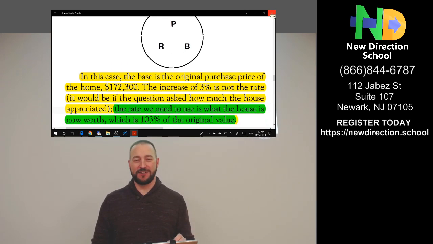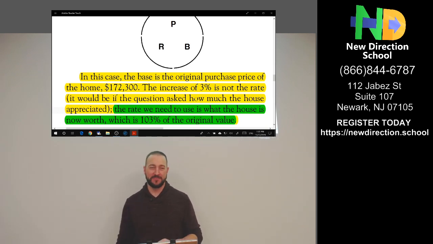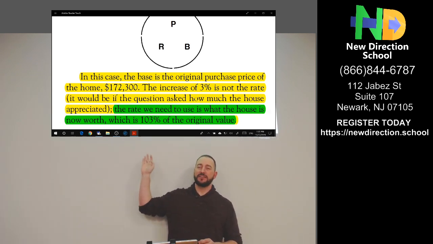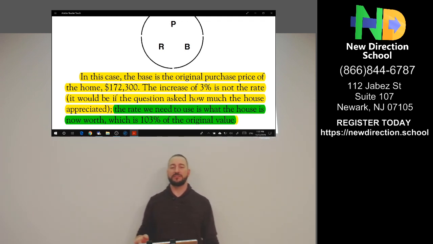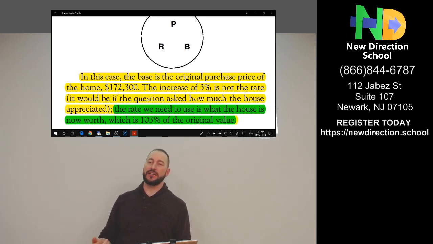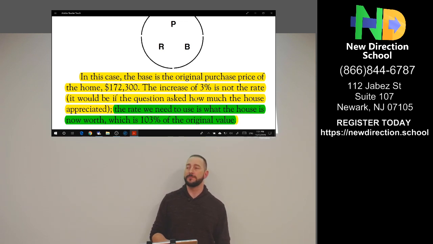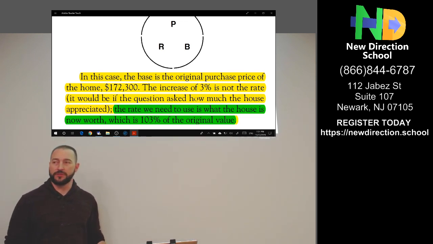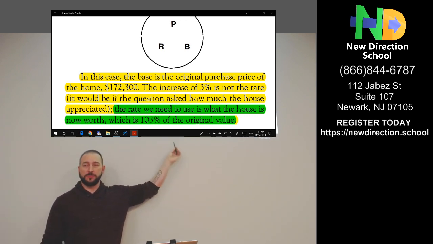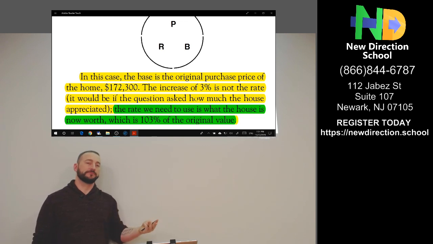All right, so as I was saying, in this case, the base is the original purchase price of the home, so $172,300. The increase is not the rate. It would be if the question asked how much the house appreciated. So that would be the $5,169. So the rate we need is what the house is now worth, which is 103% of the original value, because it's worth 3% more. Got it?